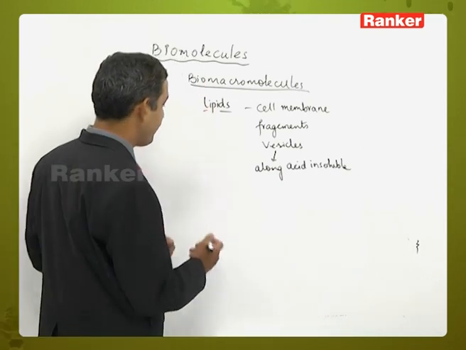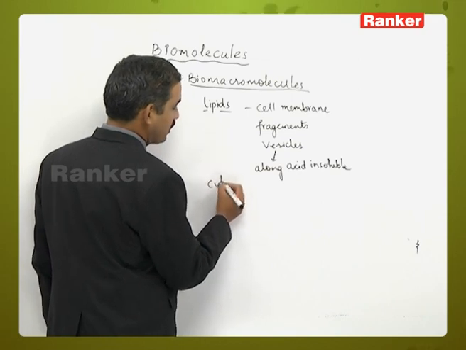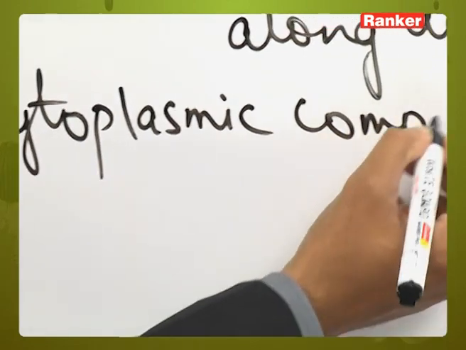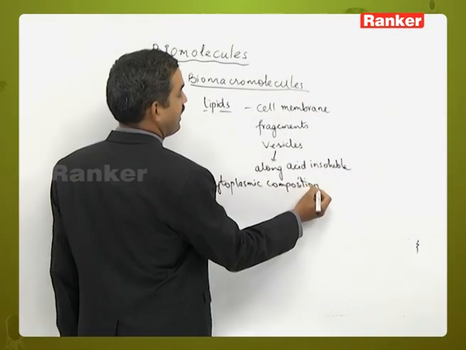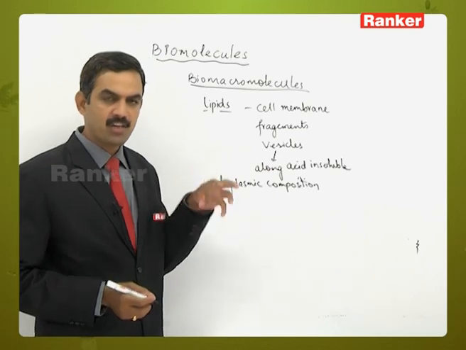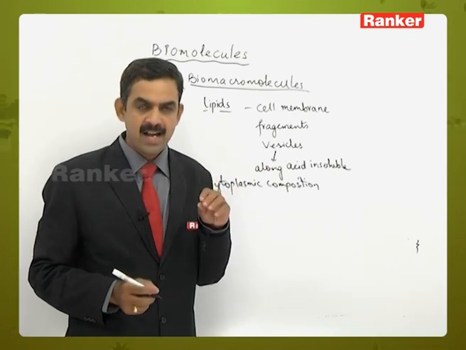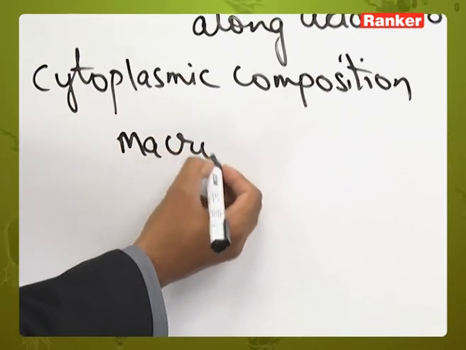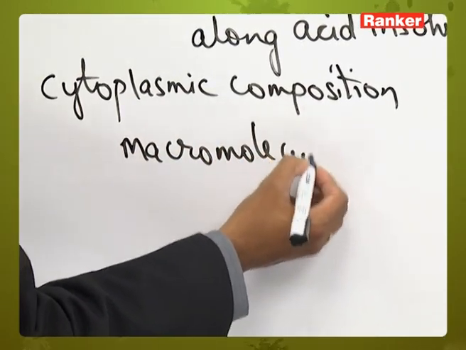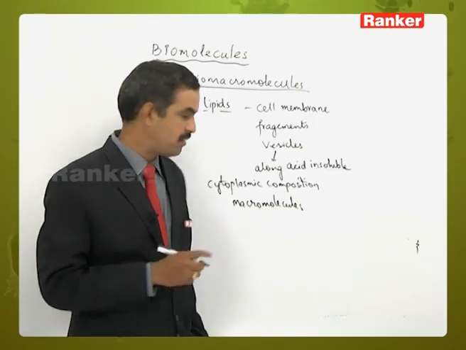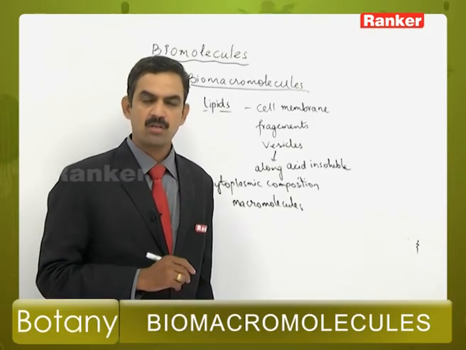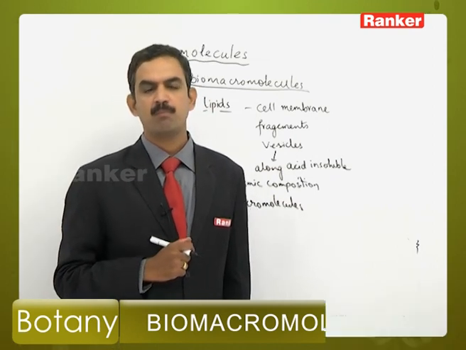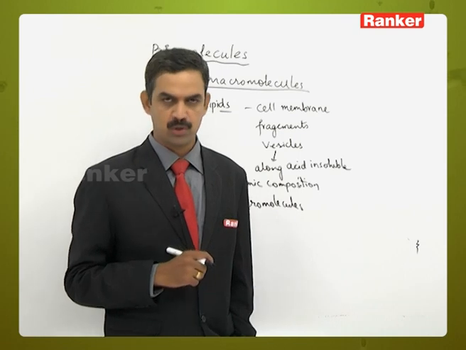And in the same way, in the cytoplasmic composition, the majority is made up of simple biomolecules, whereas the macromolecules and the cell wall constituents will be part of the biomacromolecules. Likewise, the deviation can be seen between the simple and the macro biomolecules.